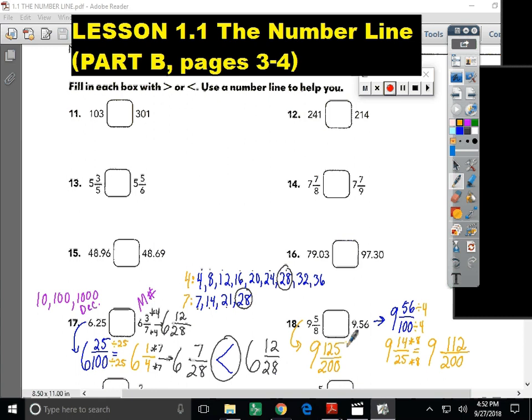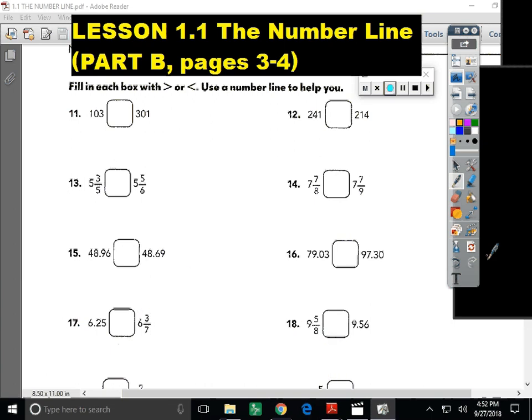Well, these numbers got big, but the good news is I can compare them now. I still have 9 wholes no matter where I look, here or here. That 9 is the same. And I still have 200ths as my denominator. That's the same. So what's different? The numerator. It looks like 5/8 is going to be greater than 56/100. If you notice, 5/8 is a little more than 1/2, just like 56/100 is a little more than 1/2. So it's kind of important that we get to the same format so we can compare them well.